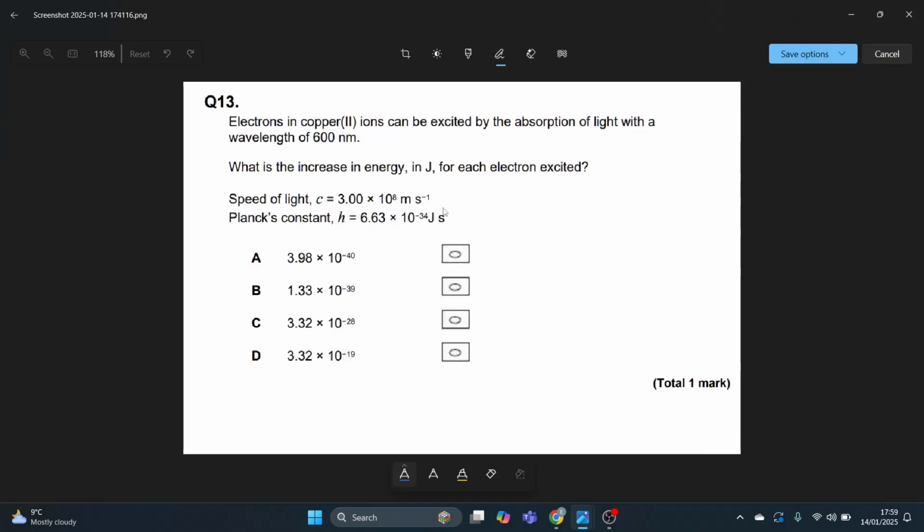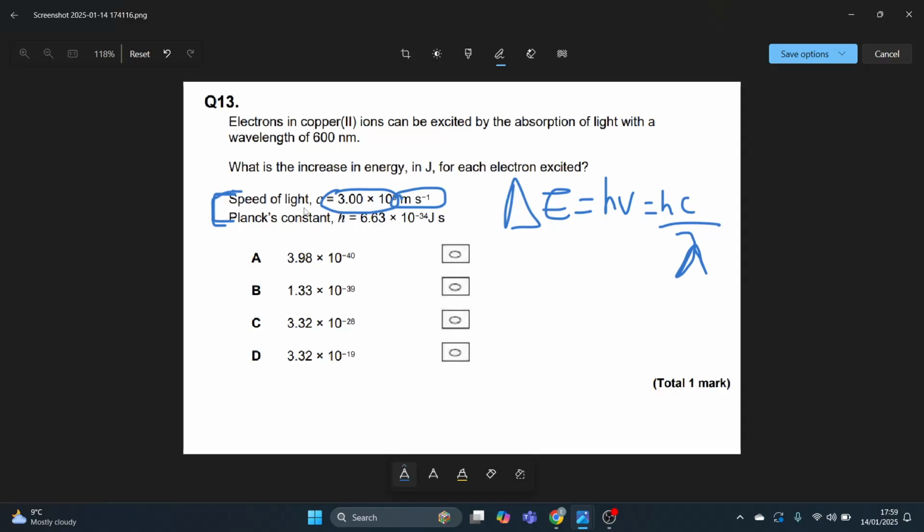Question 13. Electrons in copper 2 ions can be excited by the absorption of light with a wavelength of that. What is the increase in energy in joules for each electron excited? This is nice because it gives me the speed of light and Planck's constant. I don't know if they have to give it to you, but I would memorize it anyway. Obviously the units as well, not just 3.00 times 10 to the power 8. The units are meters per second, m s to the power -1. But anyway, we need to use a formula: the increase in energy, delta E, is equal to hv, which is equal to hc divided by the wavelength of light absorbed.